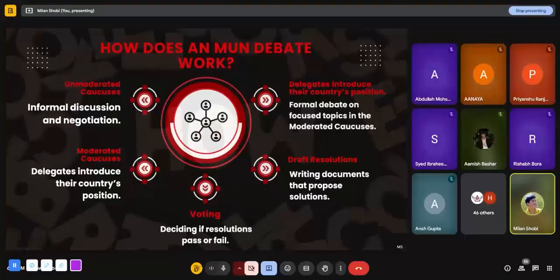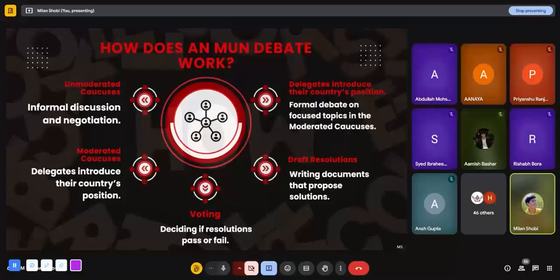You will introduce your country's position and formally debate on the focus topics in those moderated caucuses. This is basically where your real debating starts. Every word that you say, every character in those words, is actually marked by the EB. And this is where you put yourself in a position to actually win the MUN.